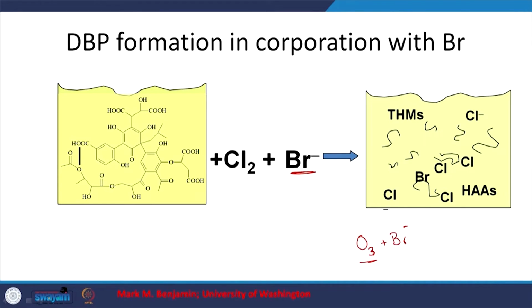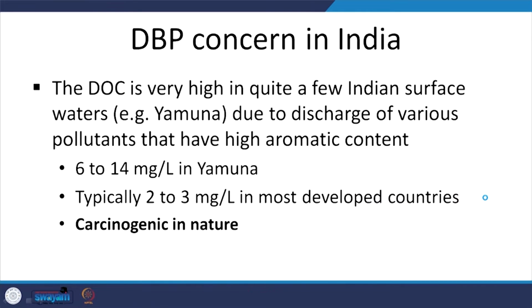So, we saw earlier that ozone can also sometimes form disinfection byproducts, but that is the case when there is Br minus present. That is something to keep in mind, right. So, there are different kinds of disinfection byproducts: one class is the trihalomethanes, the other class is the haloacetic acids, right. We will come back to that.